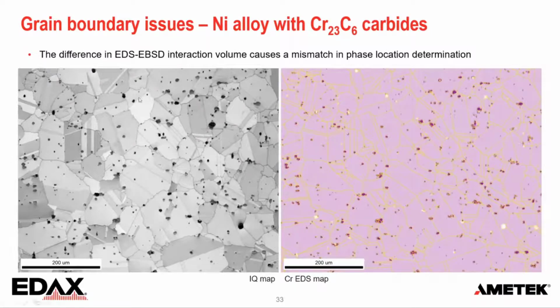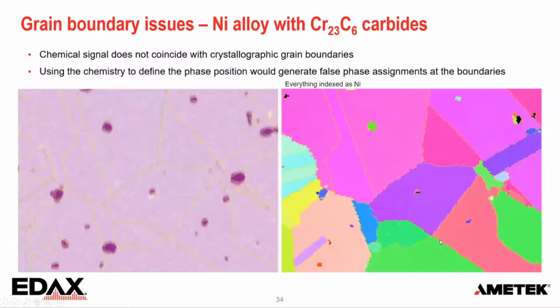So if you have a sample like here, where I have a metal matrix with carbides, the carbides can easily be identified in the EDS map. But when we zoom in, you can also see that the chemical signal does not match the grains. The chemical signal is bigger than where the grains are. And that will cause some trouble when you are using the chemistry to separate 2 phases.